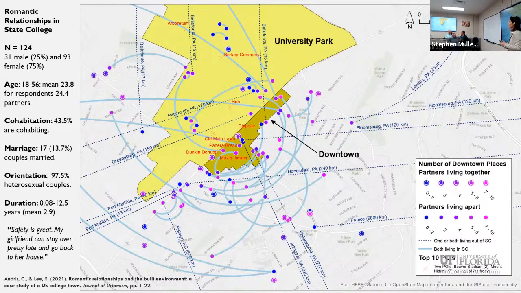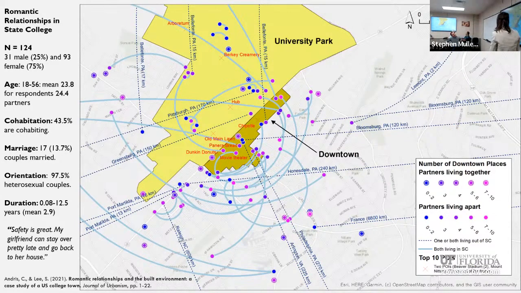And when we asked students qualitatively, what helps your relationship? What about State College, Pennsylvania, where Penn State is, helps your relationship? They said it was very easy to walk around at night. They felt safe going home late at night on their own, and the street lights helped them do that. So it was interesting to see how the built environment and the configuration and the safety of the built environment allowed people from different couples to travel home safely at night in this area.